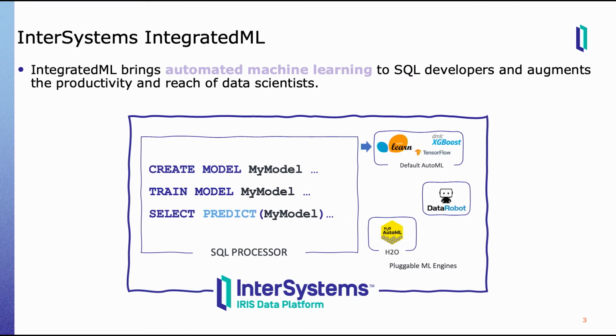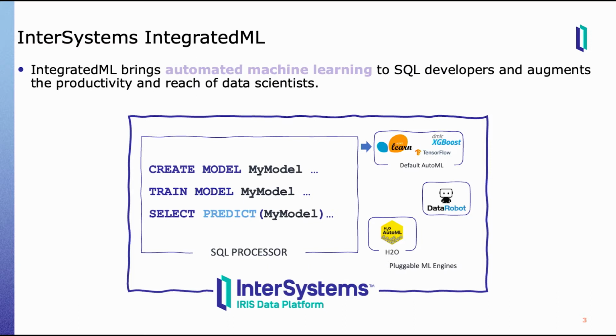So what is IntegratedML? IntegratedML, as it says right there, brings automated machine learning, or AutoML, to SQL developers, and it augments the productivity and reach of data scientists. So it's really about smoothing things over. It's not automating everything about machine learning. It's a very straightforward kind of tabular ML. But as you can see, the syntax is really straightforward. It's all SQL, so you can do everything you need to do anytime you can get a SQL connection. So that's really nice. And then we have different engines underneath that do the machine learning a little bit differently.